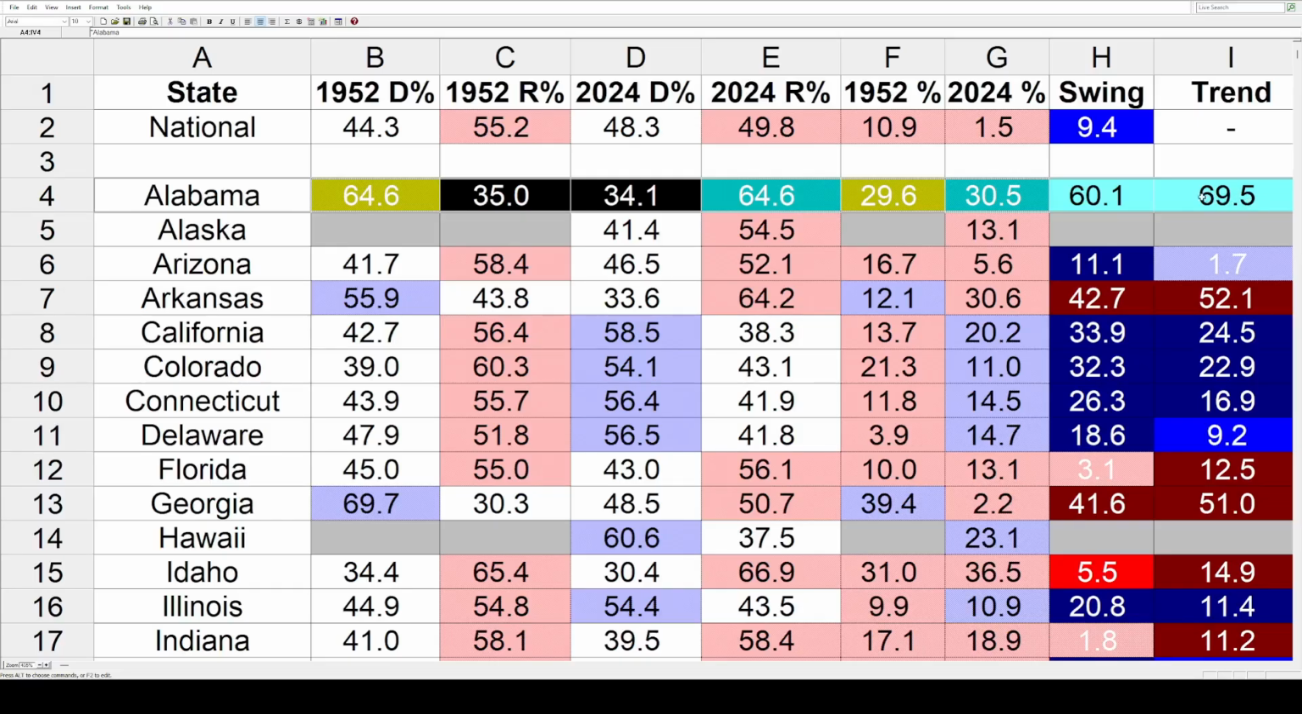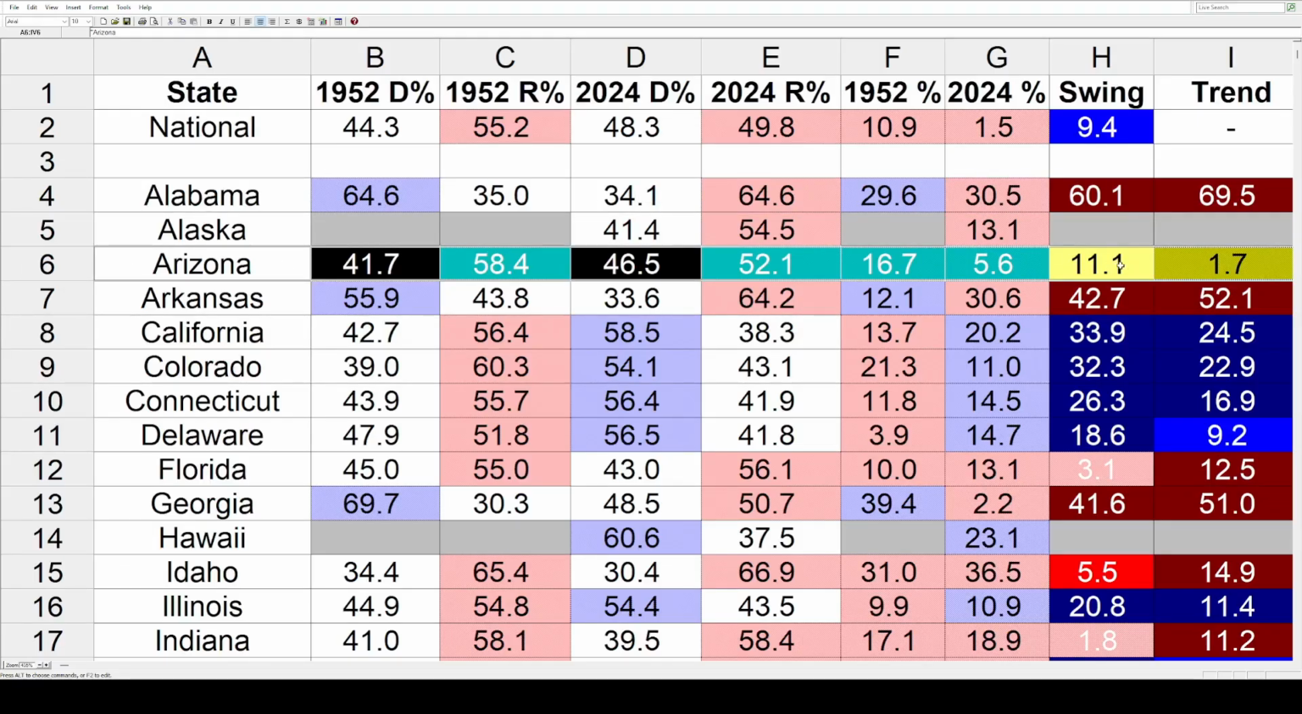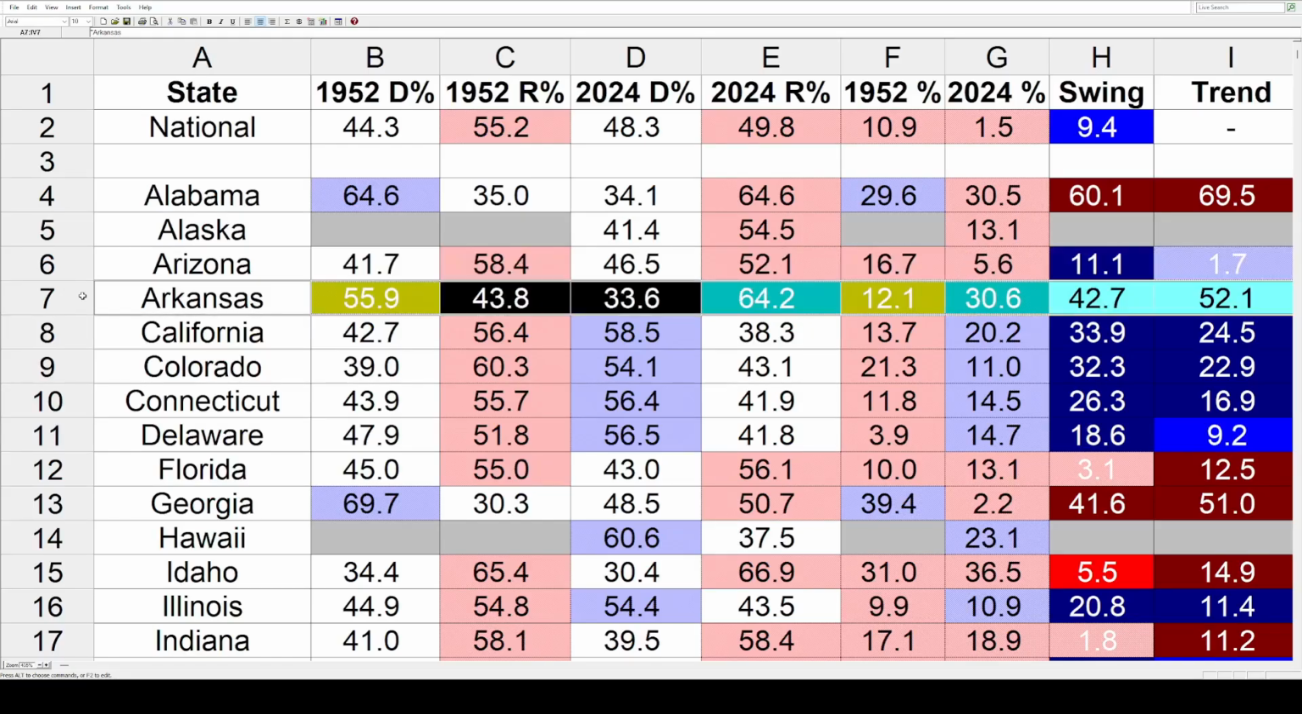In 52, there was no Alaska, no Hawaii, and no DC. In Arizona, that state swung 11.1 toward the Dems, and that was further to the left than the country. The difference there and the trend was another 1.7 bluer. Now let's rapid fire the rest of these states. Arkansas had a massive red trend of 52.1.